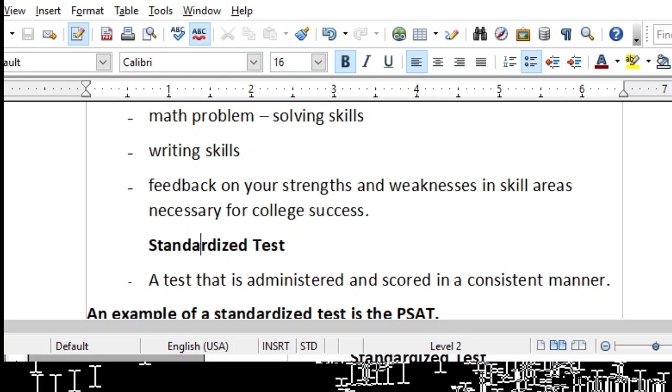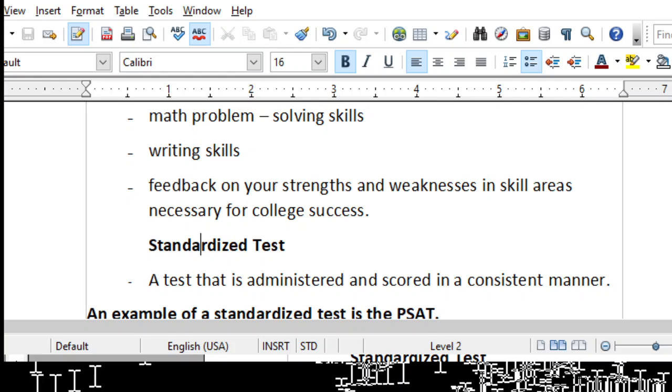If you were at any Detroit Public School high school, or any high school for that matter in the state of Michigan, the test would have been done the exact same way. The exact same instructions would have been given. You would have had the exact same amount of time for each section. So that's what a standardized test is.